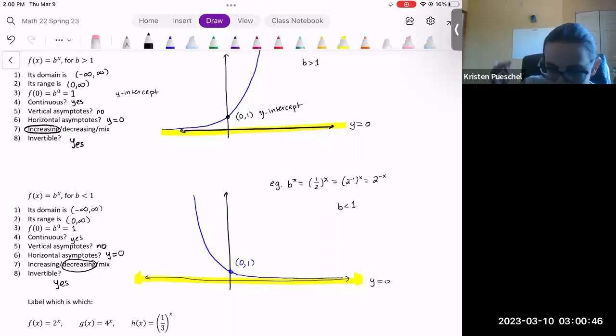There are a couple of easy points for us to identify on these graphs. The value at 1 is equal to b to the 1, or just b. The value here, again, at 1 is going to be b to the 1, or b.